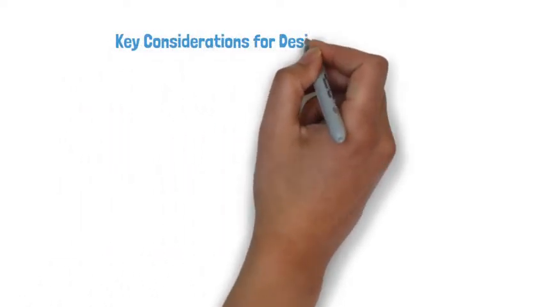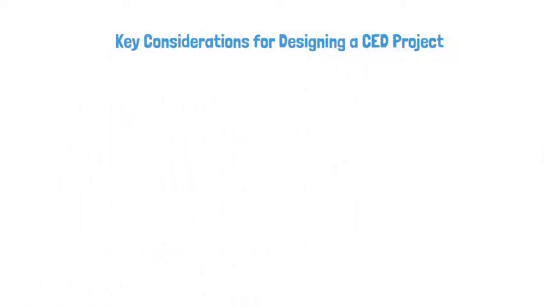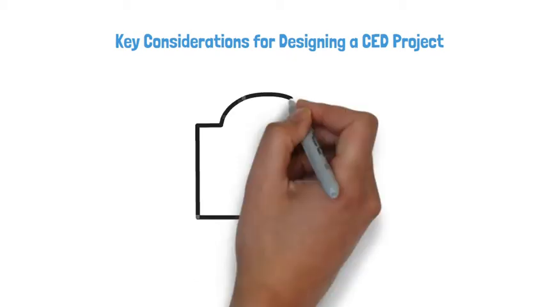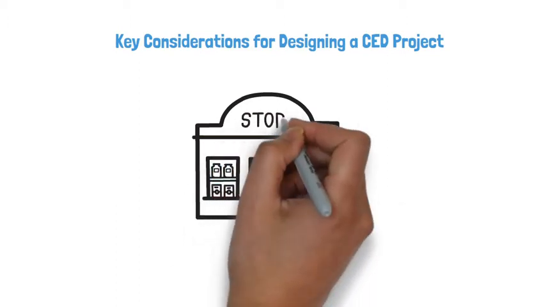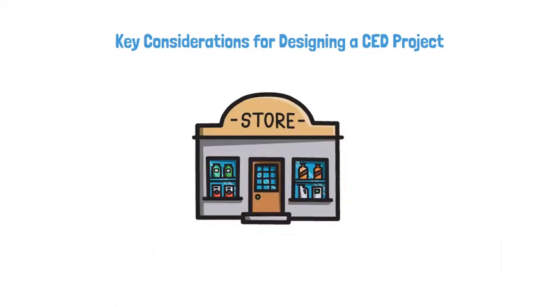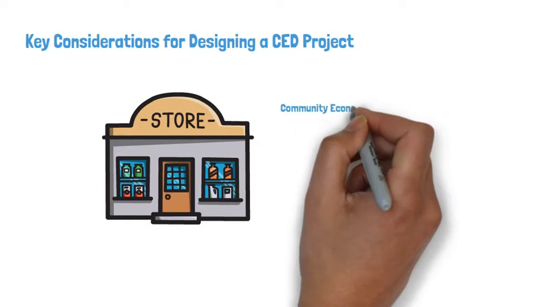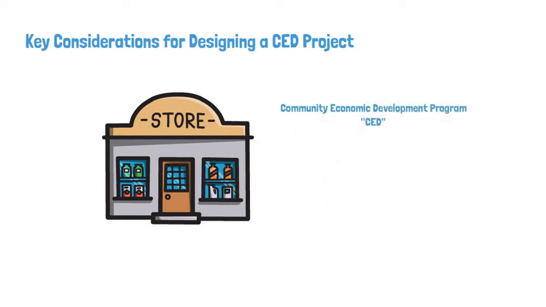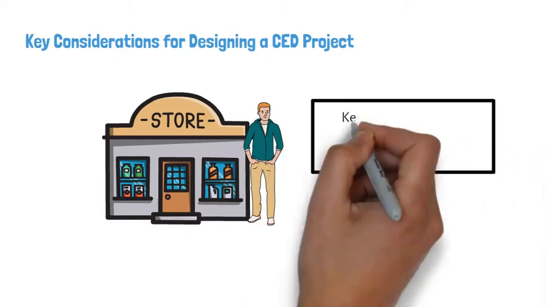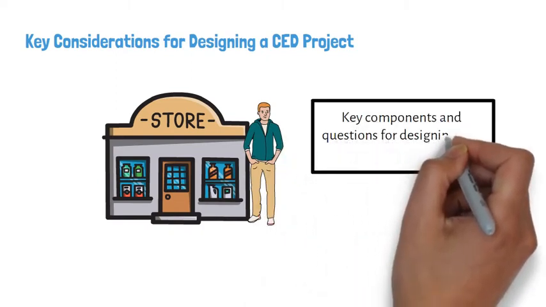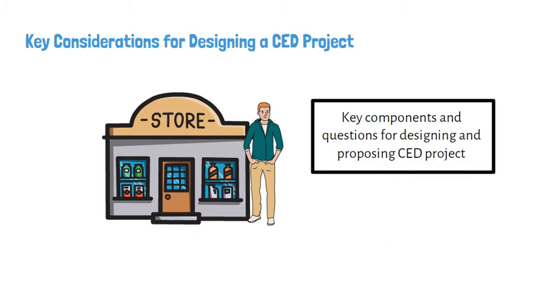As a community development corporation, you're likely doing many things to increase economic self-sufficiency for the residents of your community. You may already be implementing activities or have great ideas for new activities that align well with the Community Economic Development Program, also known as CED, within the Office of Community Services, which is under the Department of Health and Human Services. This video will help you think through some of the key components you'll want to consider and questions you'll want to ask yourself when designing and proposing a CED project.